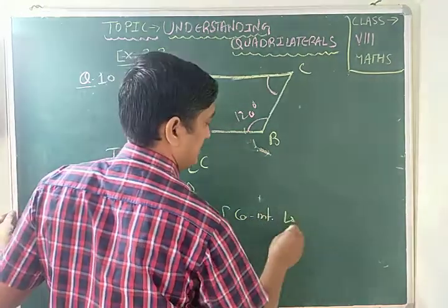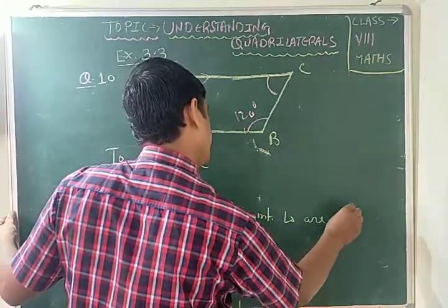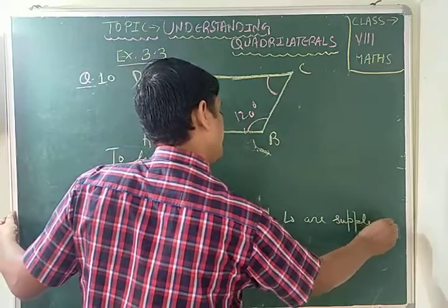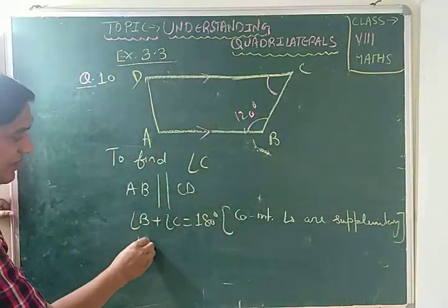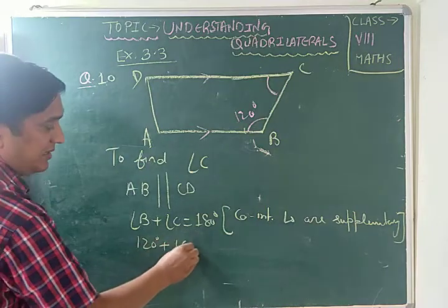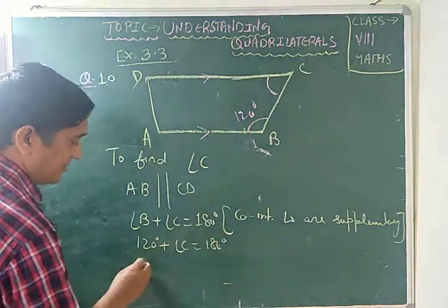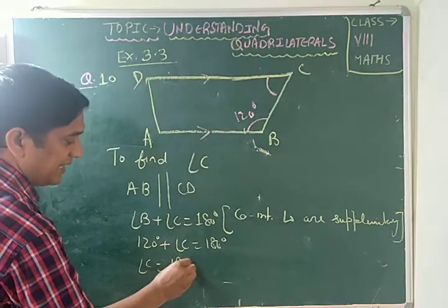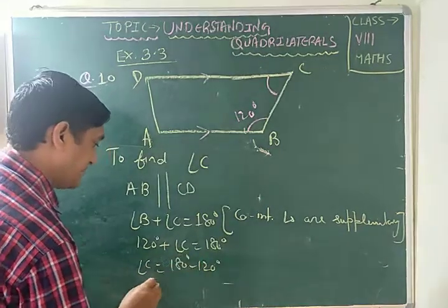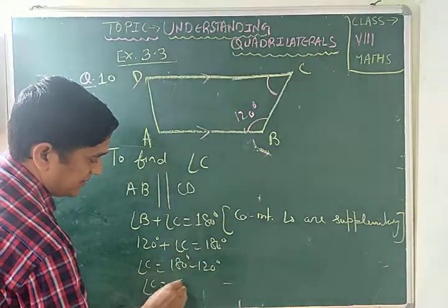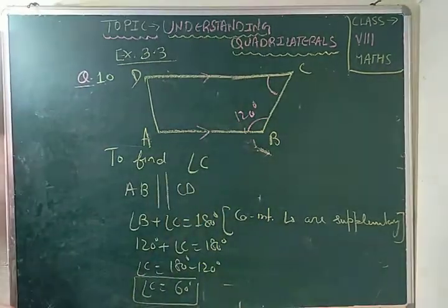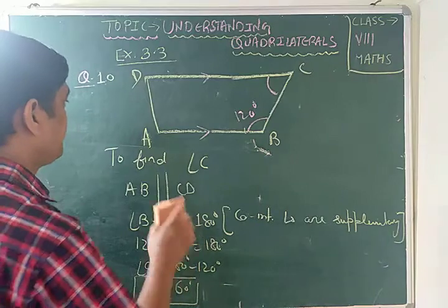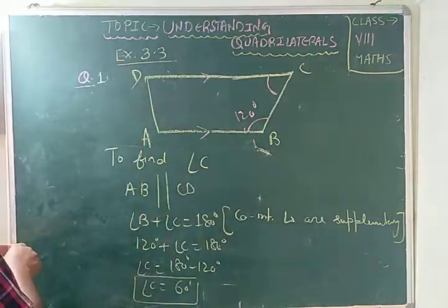Co-interior angles are supplementary if lines are parallel. So it becomes what? 120 plus C equals 180. So angle C is equal to 180 minus 120 degrees. It becomes 60 degrees. The value of angle C is 60 degrees. Now children, this is question number 11.